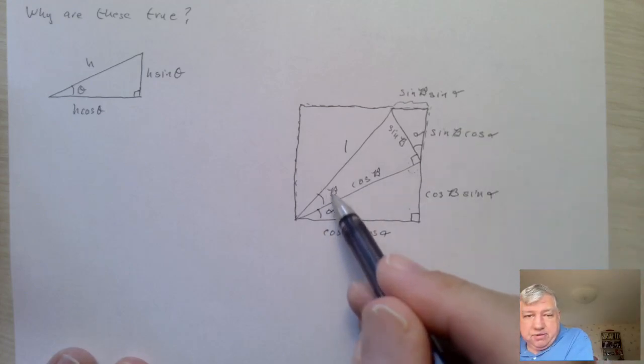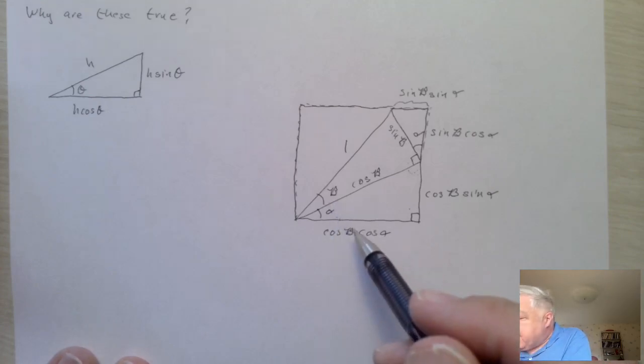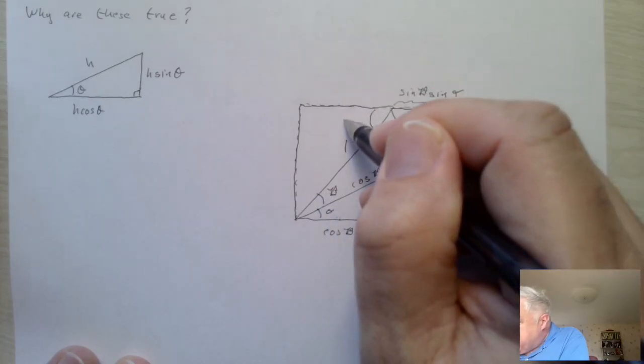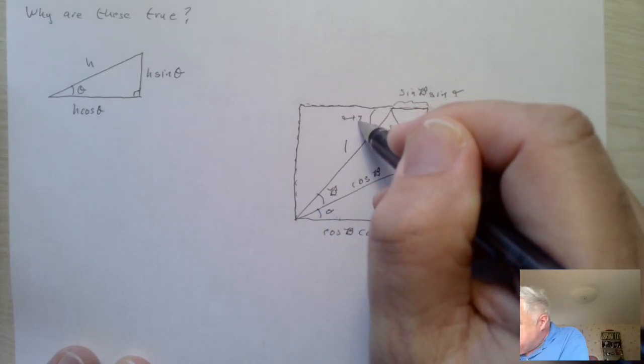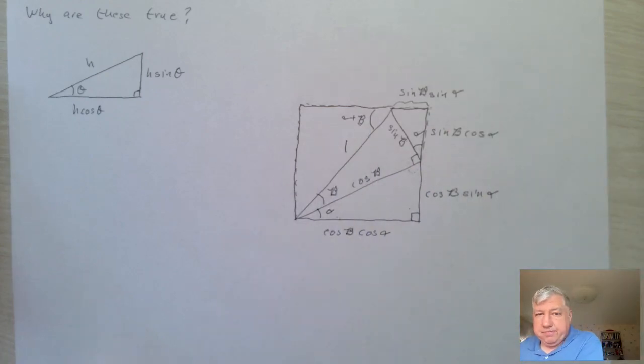Okay. All right, now one last thing here is that these angles together is alpha plus beta. Okay, I think that's pretty clear. And from basic geometry, we can see that this angle is equal to this angle. So this angle is alpha plus beta. Okay, from basic Euclidean geometry.